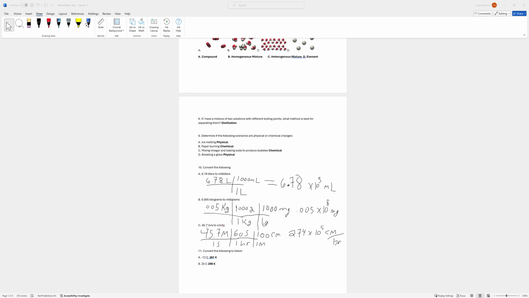For C, I'm converting meters per second. Whenever you see a denominator, like 45.7 meters per second, the way you want to do this is the number goes with the top unit, 45.7 meters, and the bottom number is 1 second, and that's where you can draw your line. What I did here is I converted seconds to hours, because that's what my answer wants to be in. Then I converted meters to centimeters. Then you can multiply everything at the top, divide by everything on the bottom, which is just 1, to get your answer.